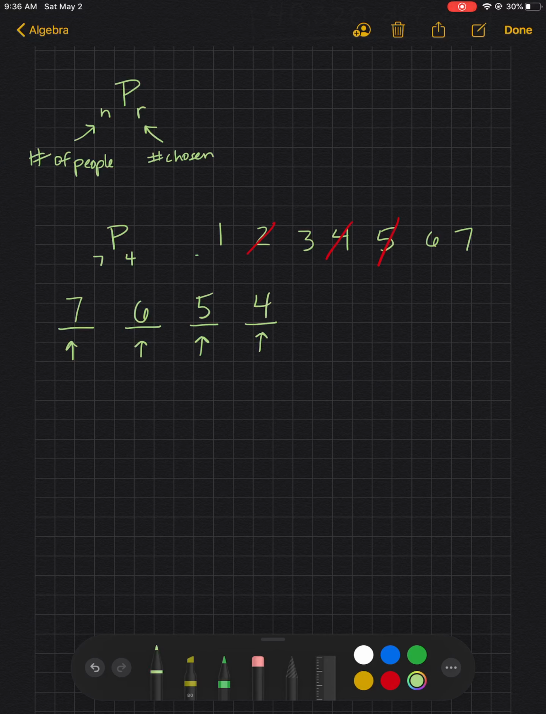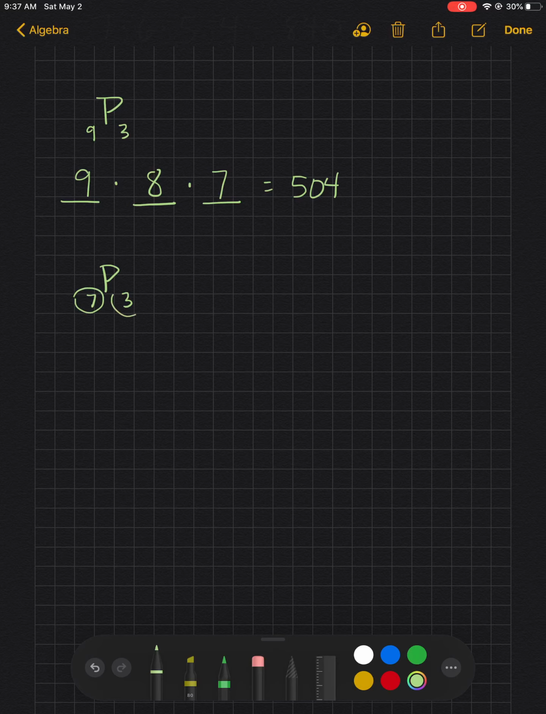All right. So we've got 7 people, and we need to take them 3 at a time. You just got to remember what these little numbers down here represent. 7 people or 7 things taken 3 at a time. So we only need 3 blanks: 7, 6, and 5. And we multiply them together, and we get 210.